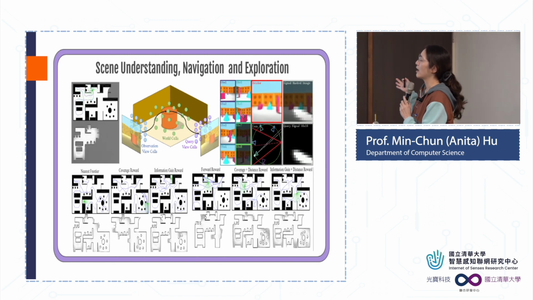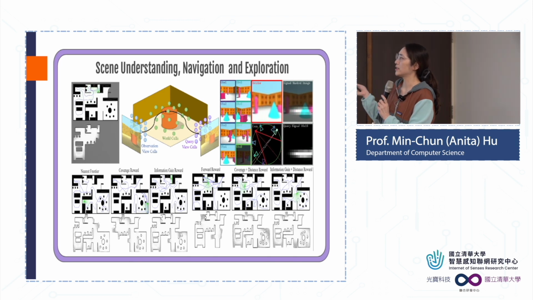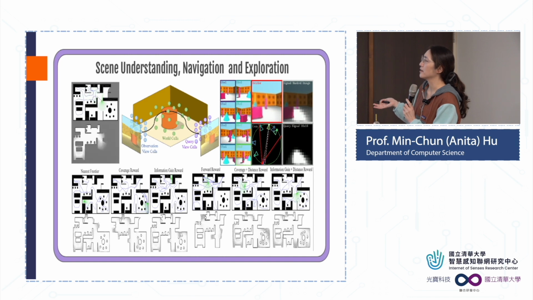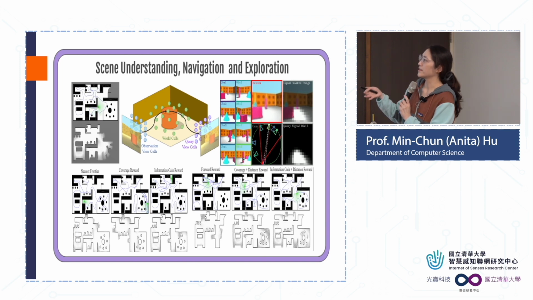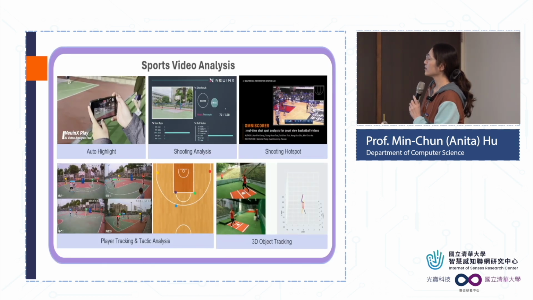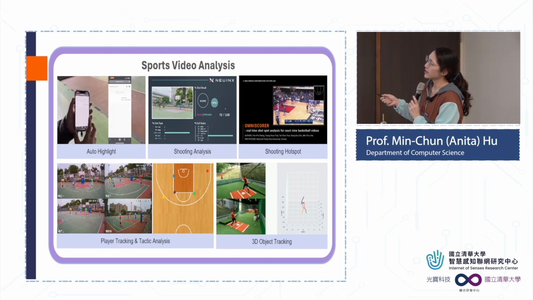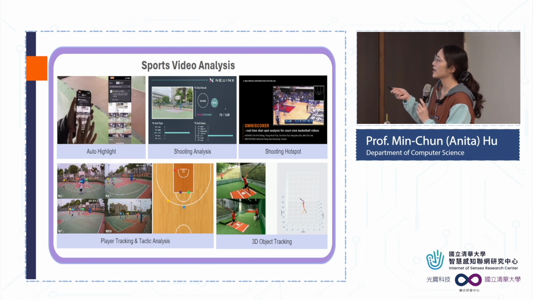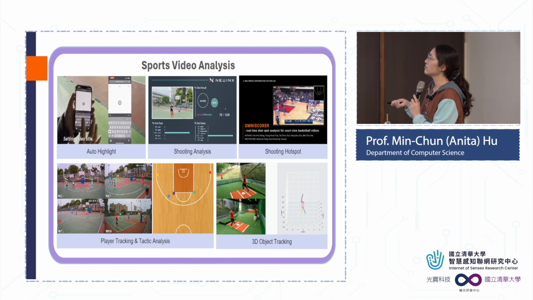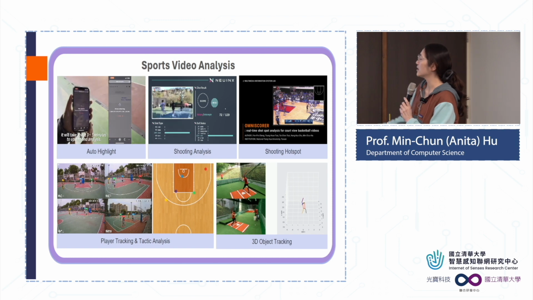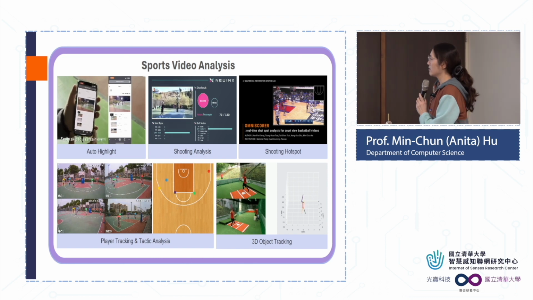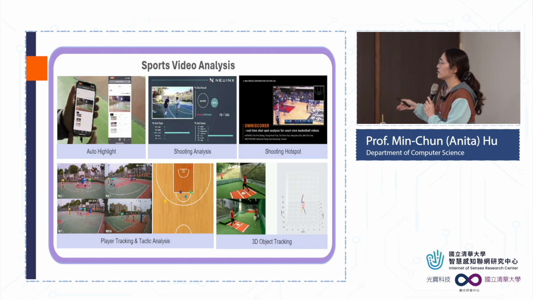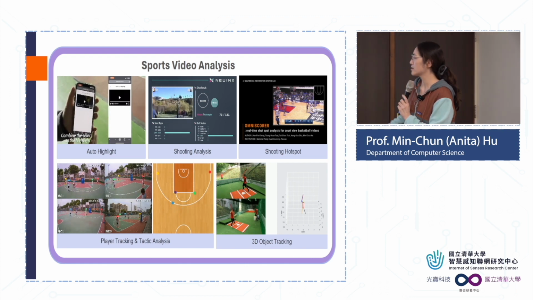For example, recently we have some research projects about how to model 3D things. We have a lot of work on using AI models to reconstruct 3D things, or what we call scene understanding. Based on the understanding of the scene, we can apply the representative features to explore or navigate in a mapless space. We also did a lot of projects related to sports video analysis. For example, we can extract highlights in real time and automatically, and analyze the shooting of the players, including the statistics of their hotspots or their tactics. We also try to analyze the 3D information of players or objects in the sports video.